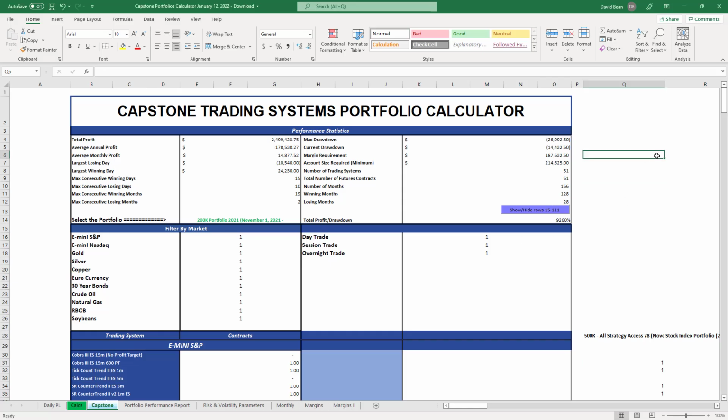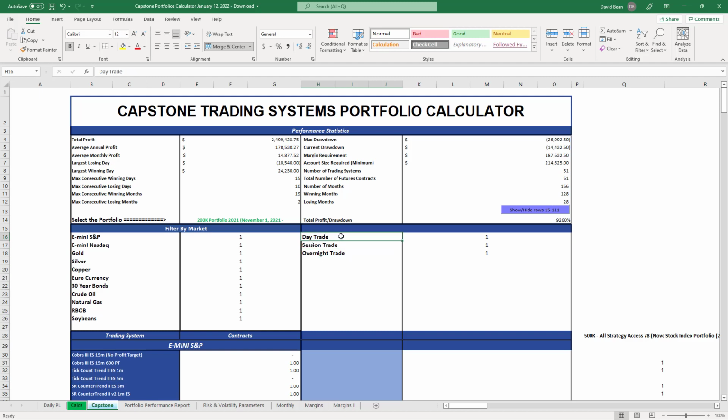Want to share some new features in the portfolio calculator, and we have day trade, session trade, and overnight trade selection. Most think of the market as a day trade or swing trade, which is overnight, but there is also session trade. And so what is the difference between these three different selections instead of just two?